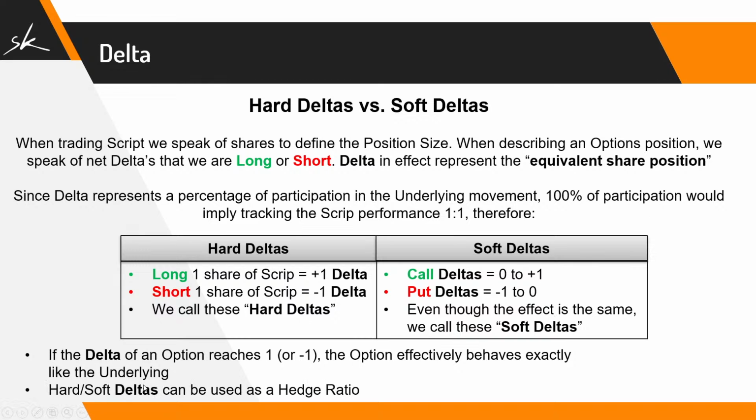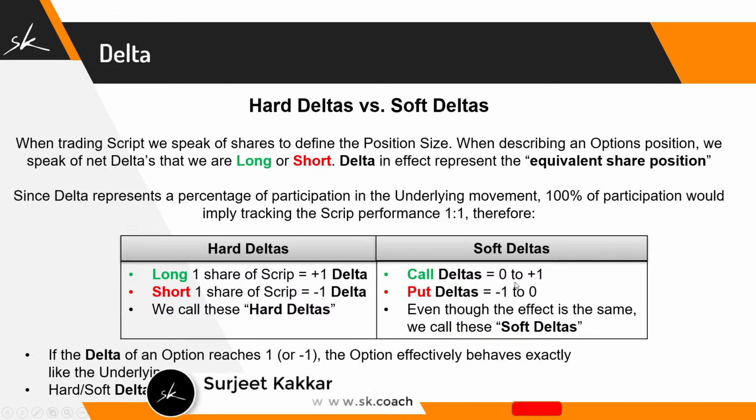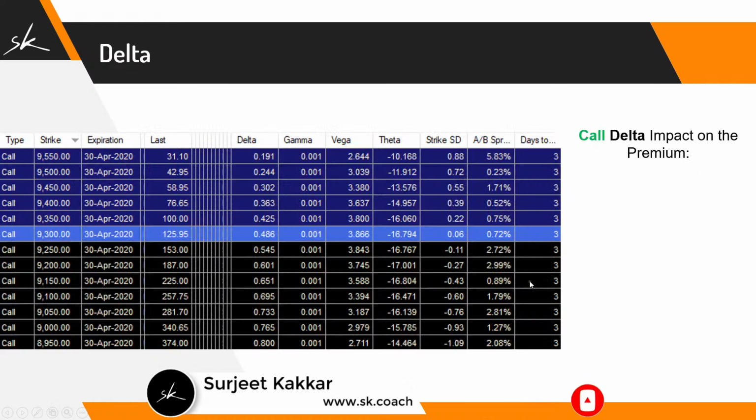And again, hard deltas and soft deltas can be used as a hedge ratio. We'll also be touching upon it today, how we can use it as a hedge ratio. If you remember, when we did one of the sessions sometime back, when we were doing synthetics, that is where I touched upon this: when we are doing synthetics, the reason we are doing those synthetics is because we want our delta to be 1, right? So now probably you will be able to correlate with what I was discussing in those synthetics when I was talking about deltas. So this is what delta is all about.